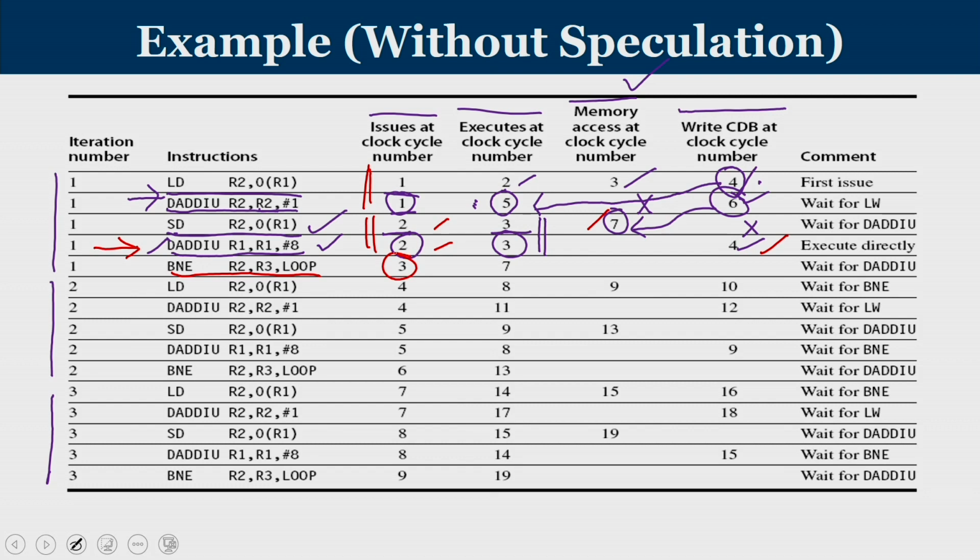So if I do a branch at 3, it is operating on the value of R2. So the branch can happen only after the value of R2 is ready. And when will the value of R2 be ready? At this point, the value is ready at 6, and the branch can happen at 7. And now this is without speculation. When it is without speculation, every instruction that comes after a branch will happen only after the outcome of the branch is known. So you know the outcome of the branch at clock cycle number 7.